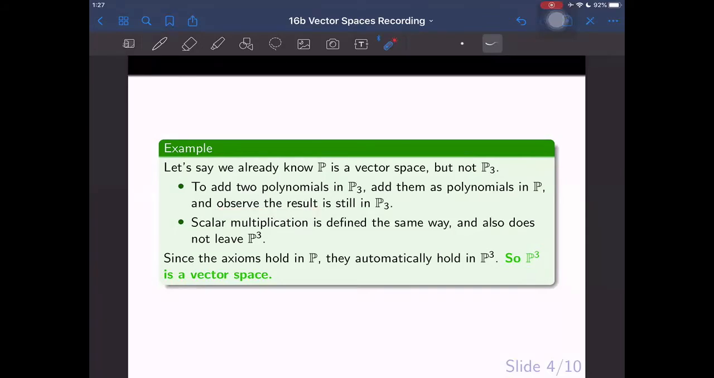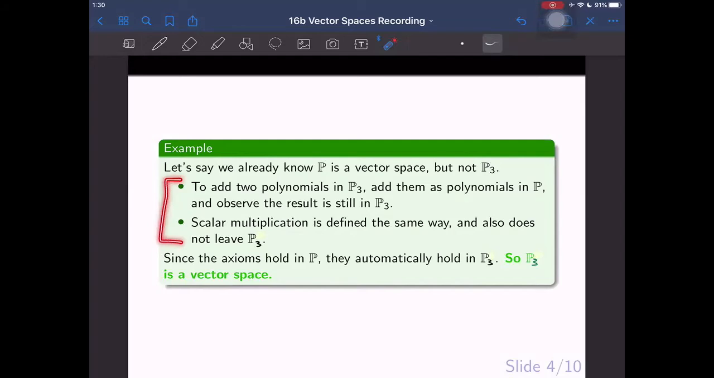Scalar multiplication is defined the same way, and also just check that if you do a scalar multiplication on a polynomial in P3, then that scalar multiple stays in P3. Since the axioms for addition and scalar multiplication hold in the bigger set, they automatically hold in the smaller set. So P3 is a vector space. The reason we can conclude this is because of these two properties.